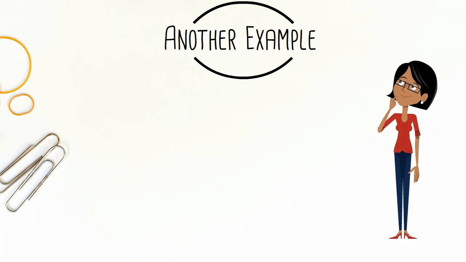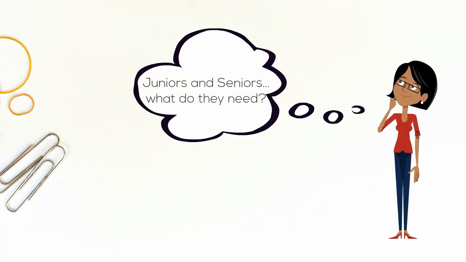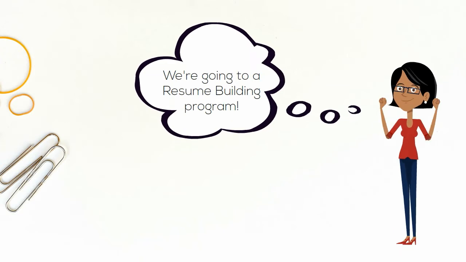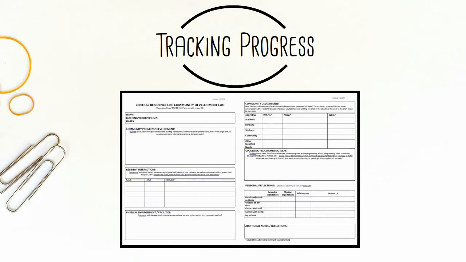Or how about this example? Let's say your community was made up of juniors and seniors. To fulfill your academic objective, you might get your residents together to attend one of the Career Center programs on creating a resume. You'll keep track of your progress by using your community development log to share with your area coordinator what you've done and what you plan to do during your one-on-ones.